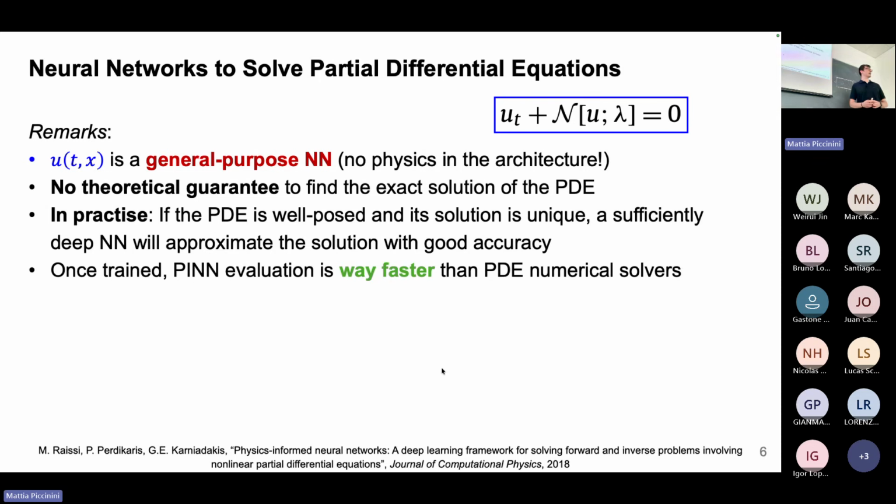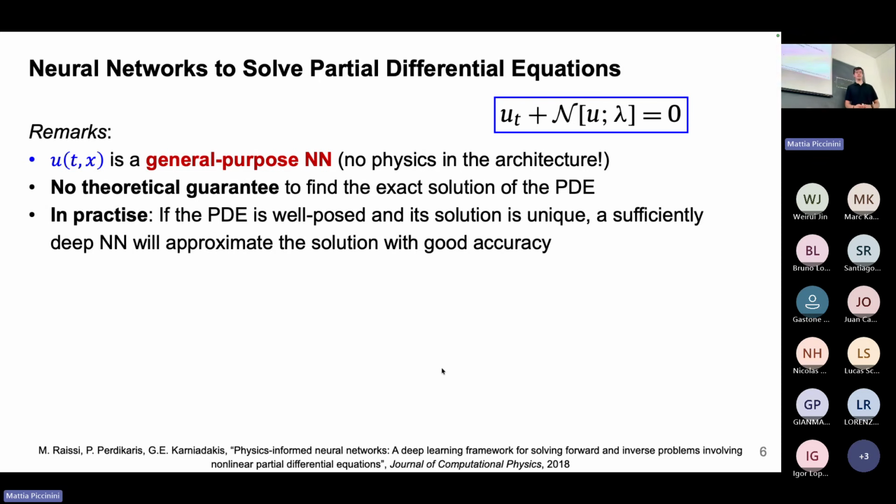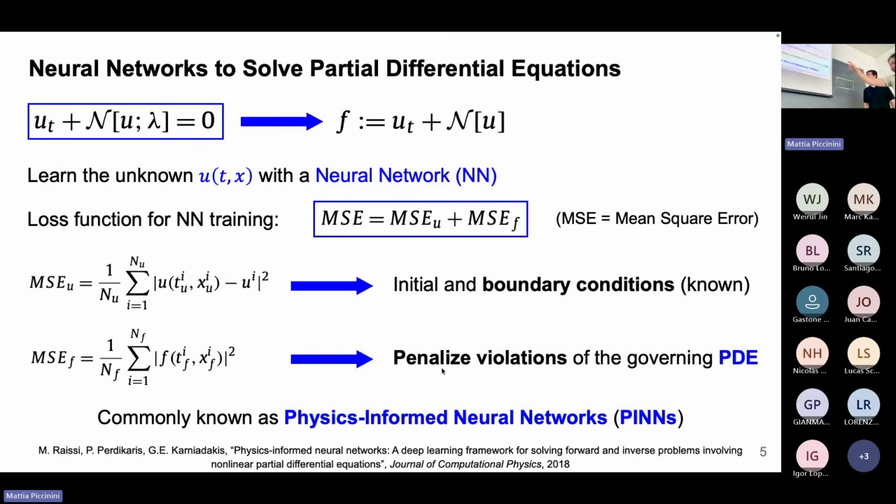So it's a trade-off between these two minimizations. It depends how you penalize one with respect to the other. Of course, you may get a good matching of the boundary but less good inside, or the opposite.